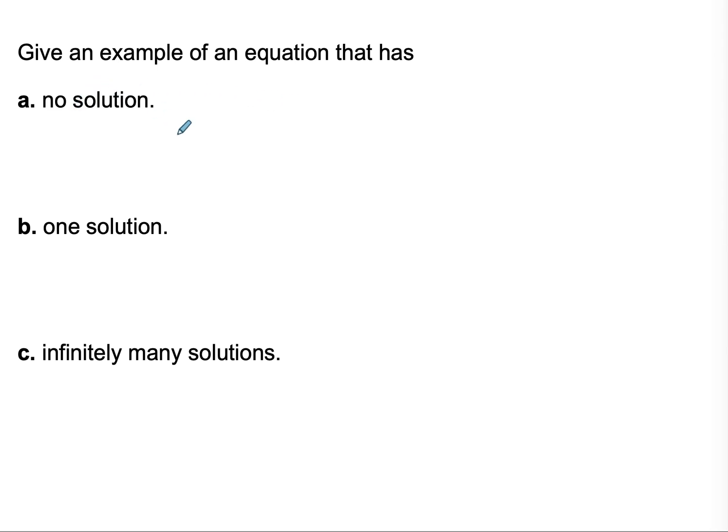So no solution means my coefficient and my variable are the same, like 2x, but the numbers after are different. So 2x minus 1 equals 2x plus 5. 2x, coefficient and variable are the same. The second part of the equations are different. No solution.